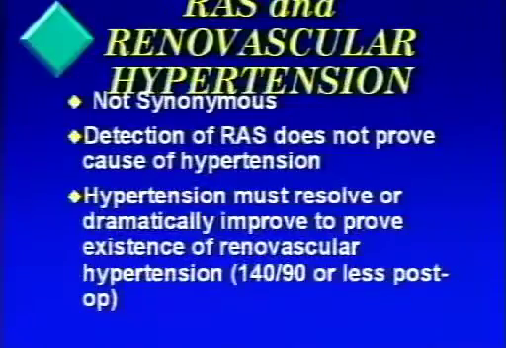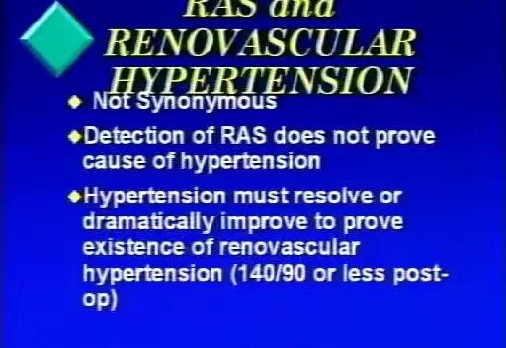Once the patient has gone to surgery, if the hypertension completely resolves or dramatically improves immediately after surgery, then that proves that that patient has renovascular hypertension, and the renal artery stenosis was the source. Now, a dramatic improvement in hypertension would be where the blood pressure returns back to a level at least at 140 over 90 millimeters of mercury immediately post-op.